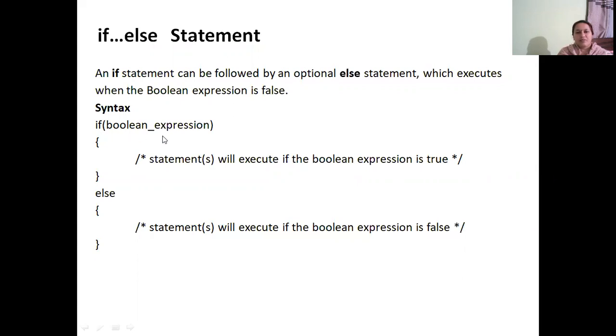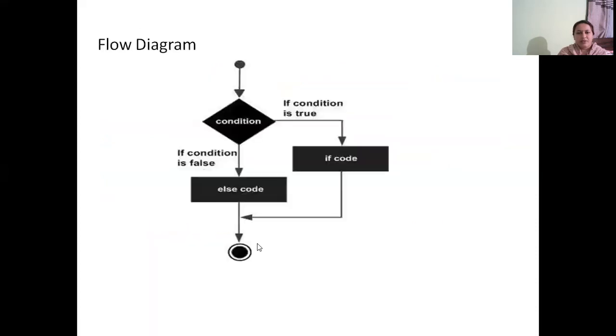The Boolean expression is evaluated first with the if statement. If the expression is true, then this true block which follows the if statement will execute, and the false block which is written in else block will be skipped. Whereas if Boolean expression evaluates to false, the true block is skipped and the false block which is written inside the else will execute. So at any cost, any one of the branches will be taken and the other will be skipped. The same is shown in this flow diagram.